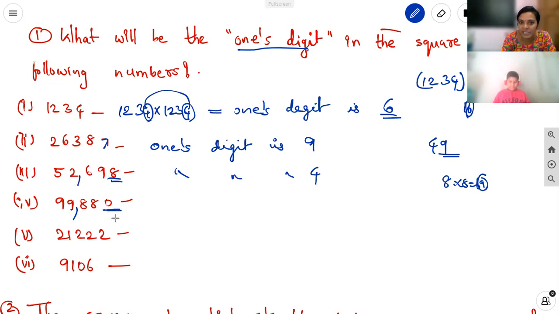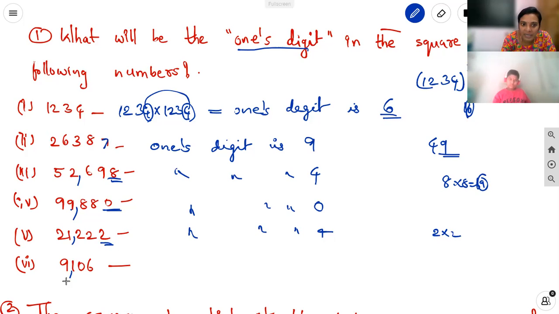99,880, the ones digit is 0. 0 0s are 0. Next, 21,222, the ones place value is 2. So the square of that number is 2 twos are 4. So the ones digit number is 4.